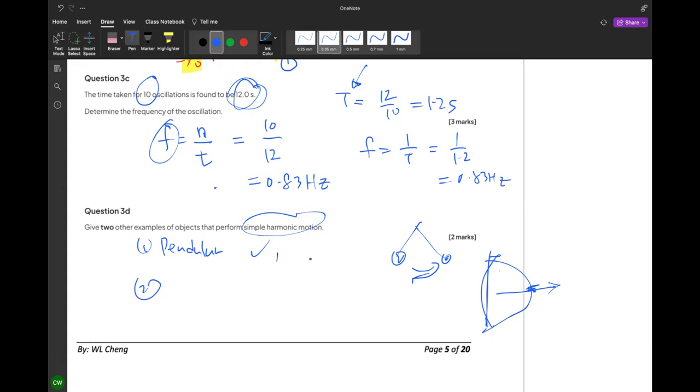Okay, so normally this is a simple harmonic motion. The other one is you take a spring attached to a mass, then you pull the mass on one side. When you release, the mass will be moving up and down, up and down. Okay, this is a simple harmonic motion. So this is actually a mass on a spring. Okay, simple harmonic motion.